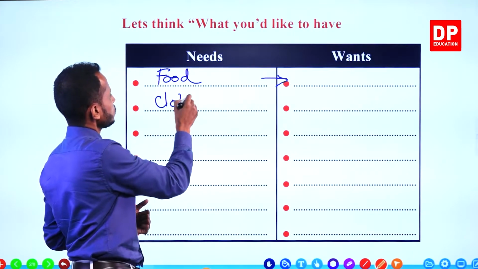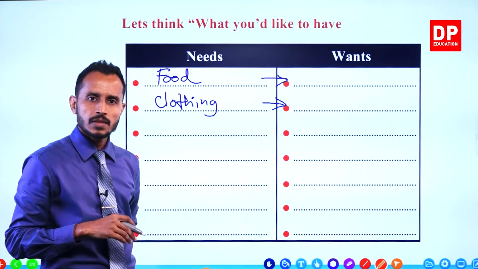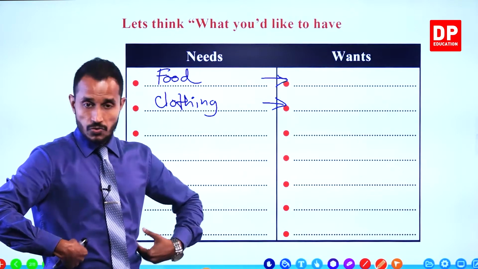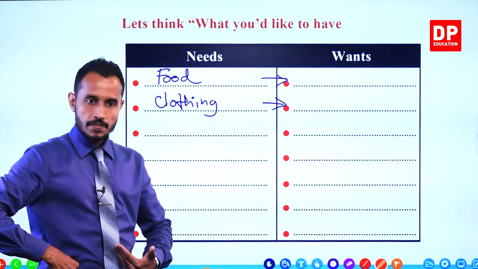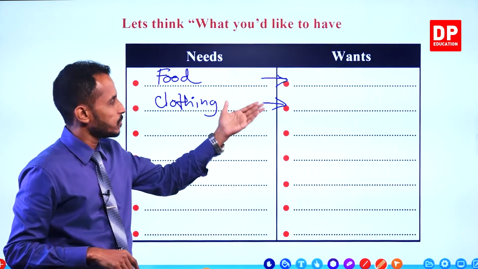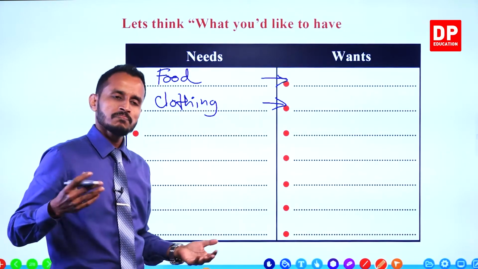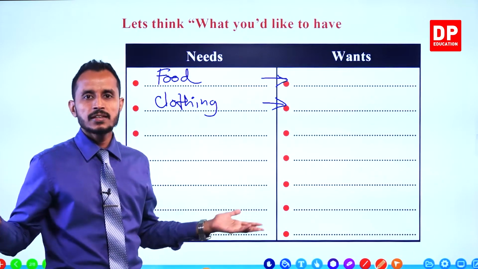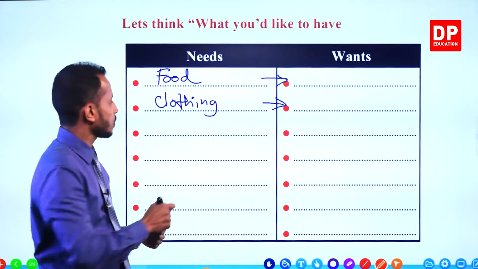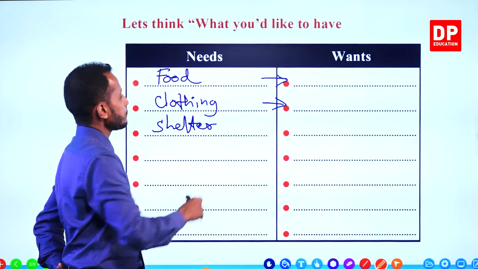Clothing. What would you like to have? What do you want to satisfy the need of clothing? Would you wear the same shirt or the same tie as I am? No, of course not. You will want t-shirts, you will want caps, you would like to wear hats or shades or shoes or sandals or watches or things which are unimaginable. Those are your wants. What would you like to have to satisfy your need of shelter?